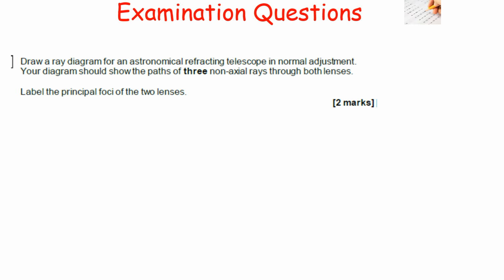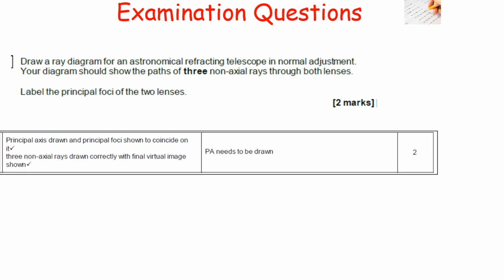Right, so when you're answering this particular question, you've got to be able to draw a ray diagram for a refracting telescope in normal adjustment. Now remember, normal adjustment means that the two lenses in your refracting telescope share the same focal plane. So when you're drawing it, you should indicate that the principal axis is drawn and then the principal foci of both of the lenses coincide with each other and are on this principal axis. That's the indication of normal adjustment.